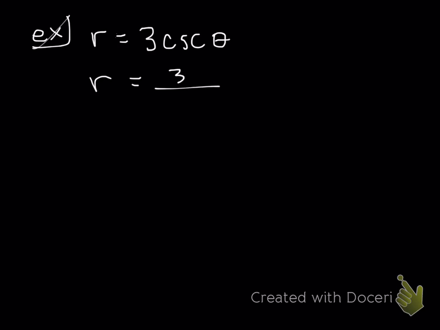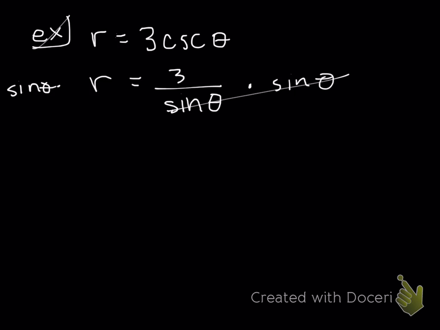So the third one is r equals 3 cosecant of theta. Before we work with any of the formulas, we're going to see if we can manipulate this. I know that cosecant is the reciprocal of sine, so I could change this to say 3 over sine of theta. So 1 cosecant is 1 over sine. So 3 cosecant is 3 over sine. And then I would multiply both sides by sine to clear this fraction.